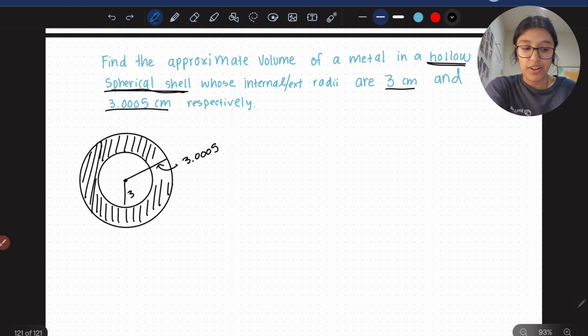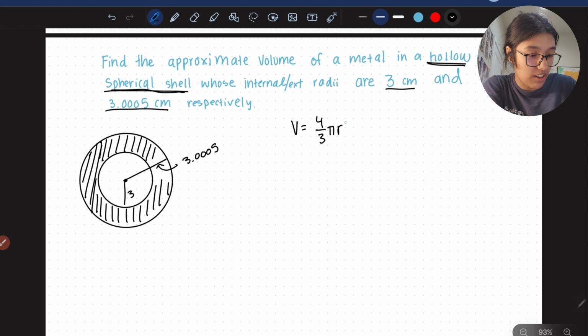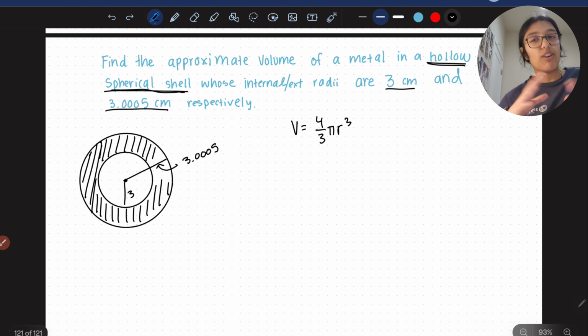I'm not saying that's wrong, but the volume of a sphere is basically V equals 4/3 pi r cubed. You really want to put in 3.0005 into r and then cube it, especially if this is a no calculator question. You probably don't want to waste your time doing 3.0005 to the power of 3 and then subtracting it from 4/3 pi r cubed when r is 3. All of that would give you the correct answer.